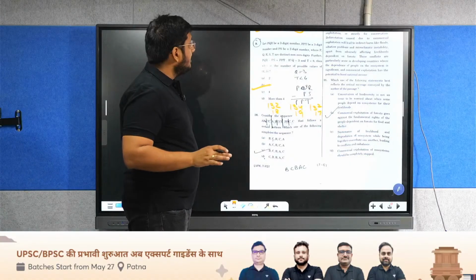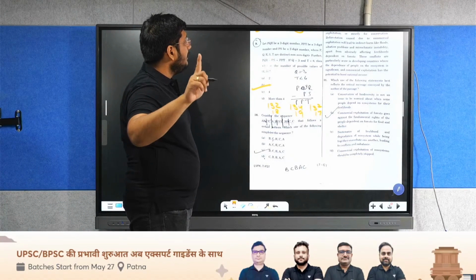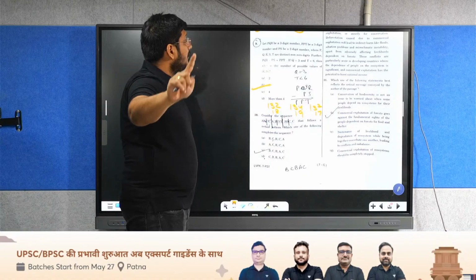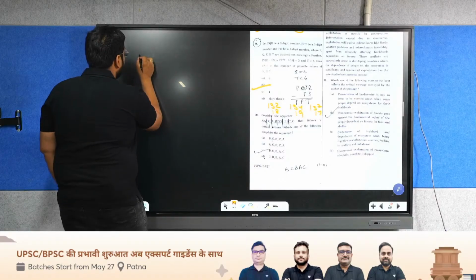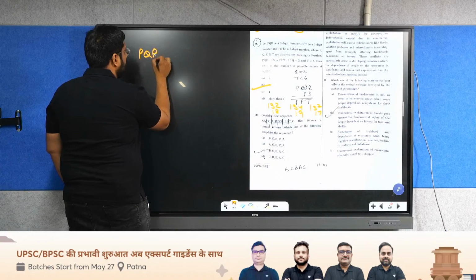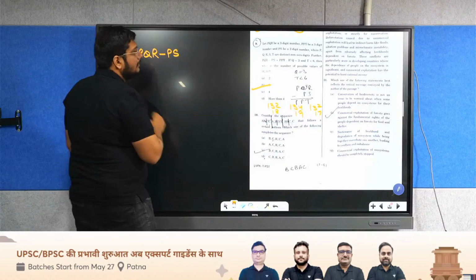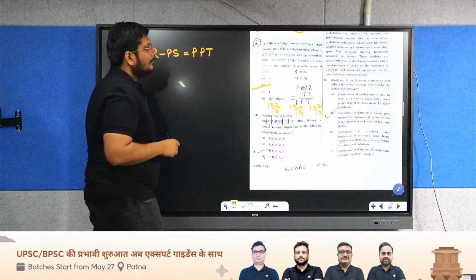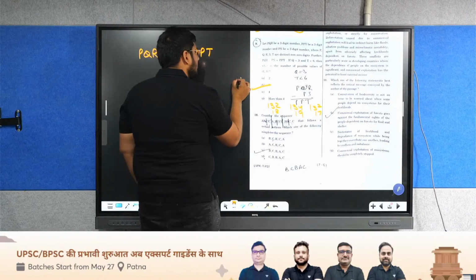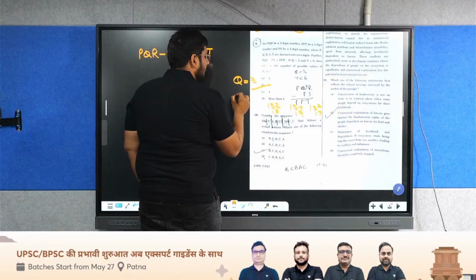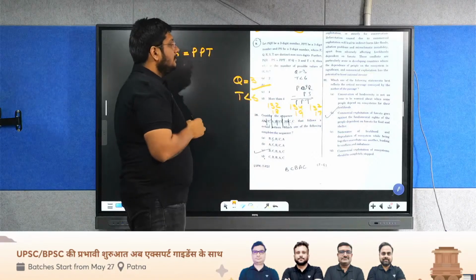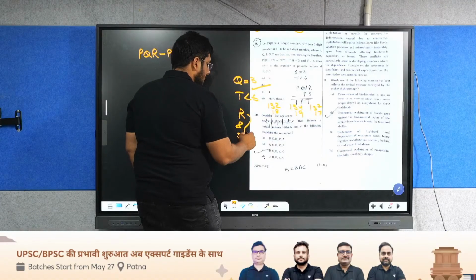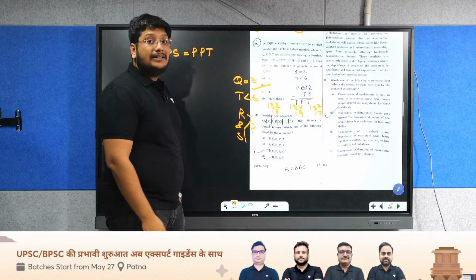PQR is a 3-digit number, PPT is a 3-digit number and PS is a 2-digit number. P, Q, R, S, T are all distinct. Further, PQR minus PS is equal to PPT. And it has been given that Q is equal to 3, T is less than 6. How many possible values of R and S are possible? This is something we need to find.